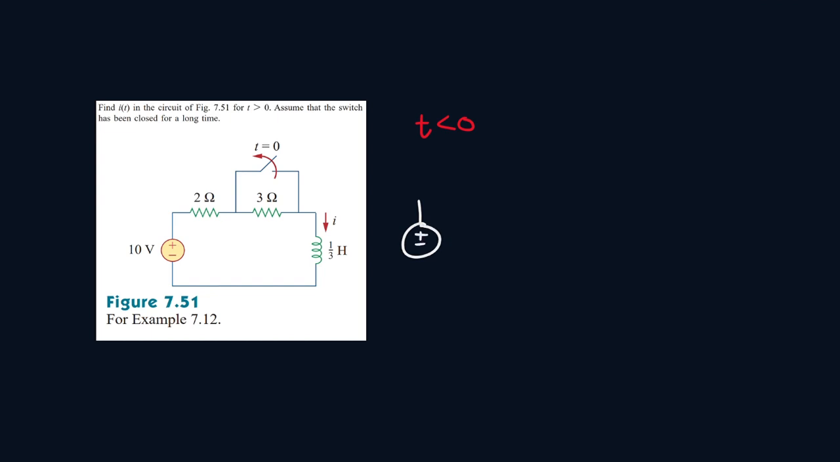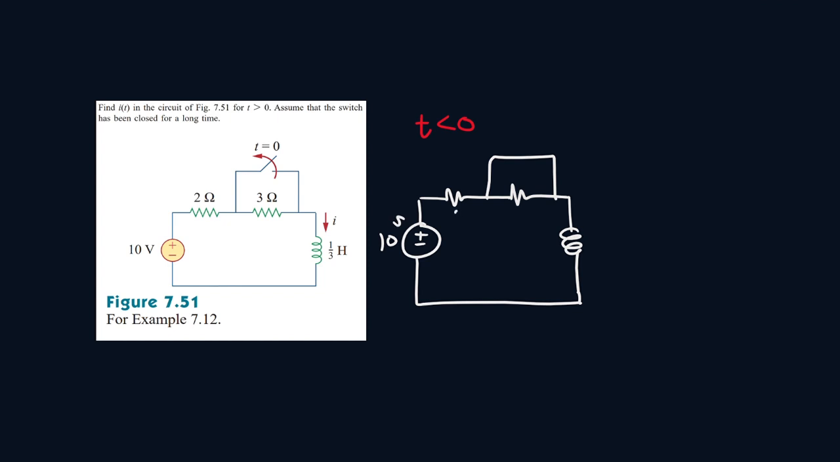So the circuit will look like this. This one will be 10 volts. This is 2 ohms. This is 3 ohms, and there's a current passing through here. This 1/3 Henry inductor.